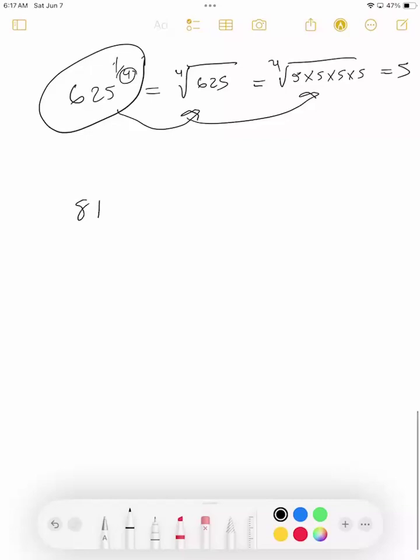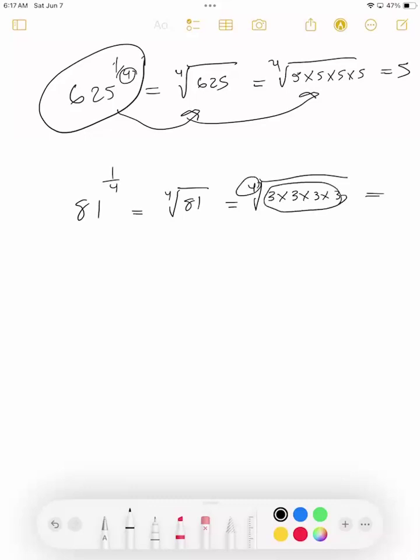They say, what is 81 to the power 1/4? You say, well, this is what I have. And can I write 81 as 4 of the same number? Yes, 81 is 9 times 9, and 9 is 3 times 3. So you can write 81 as 4 3's. Since you have 4 3's and the root is 4, the answer is 3. What about this problem?